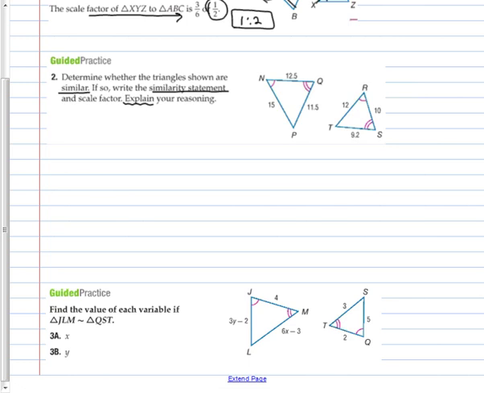They must be proportional, which means they have the same scale factor, or their ratio reduces to the same thing. So let's start with the angles check. Do I have all three corresponding angles congruent? I notice N is congruent to R and Q is congruent to S. How about P and T?